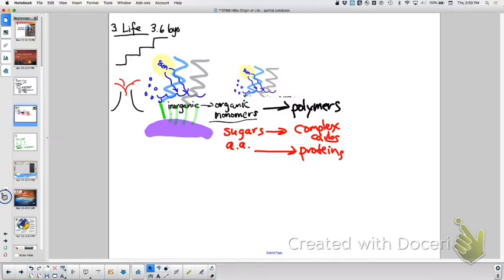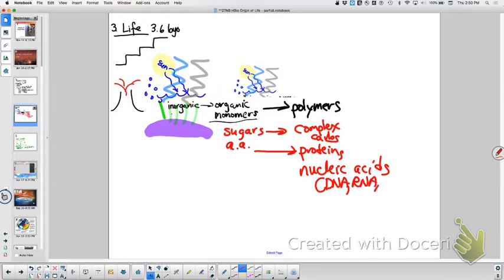Okay, so puddles on surfaces of clay, that's how you could have formed those complex polymers. And also we're talking about nucleic acids. And you know nucleic acids are things like DNA, what else? RNA, and ATP. Good.